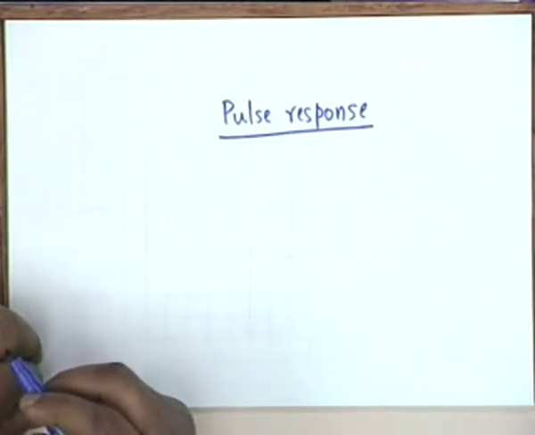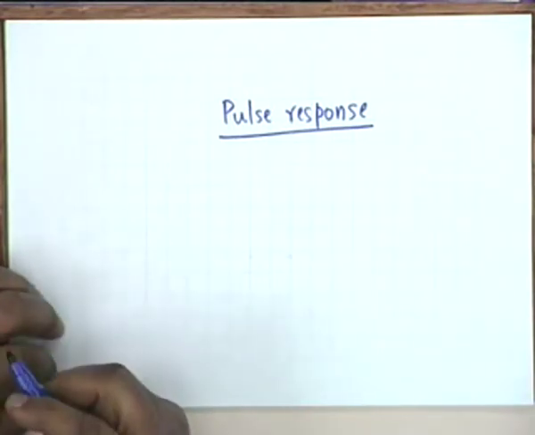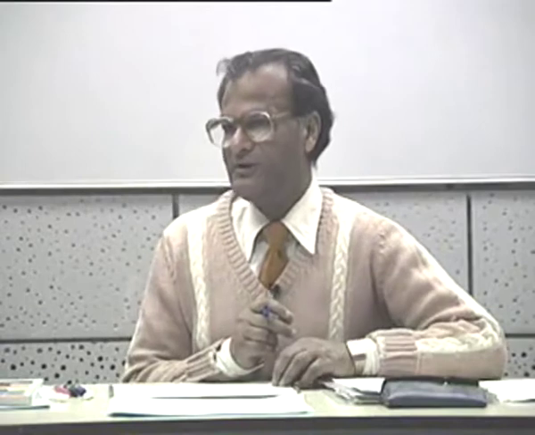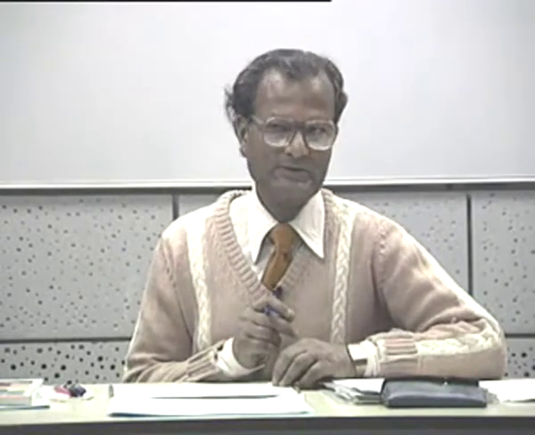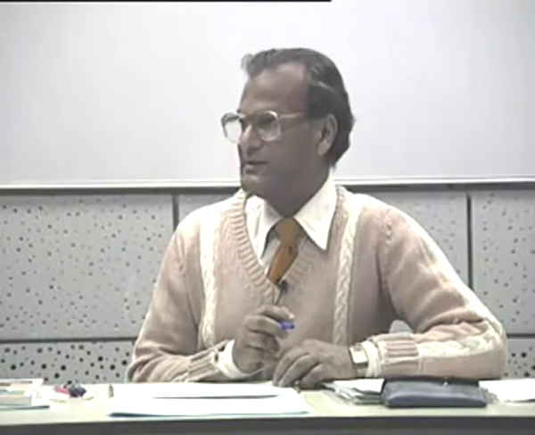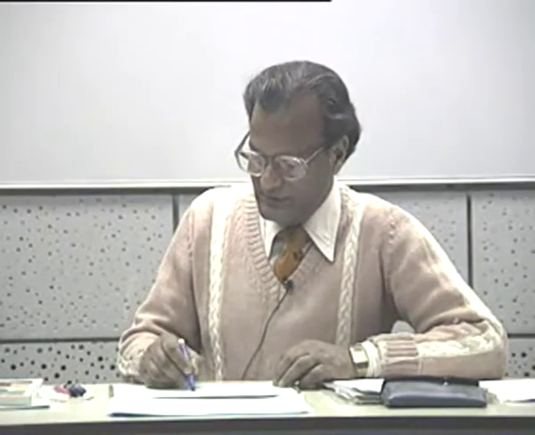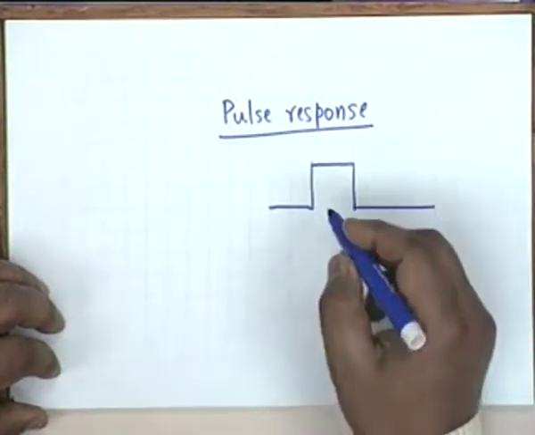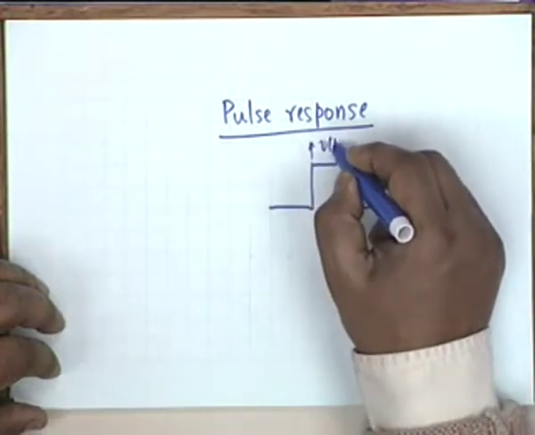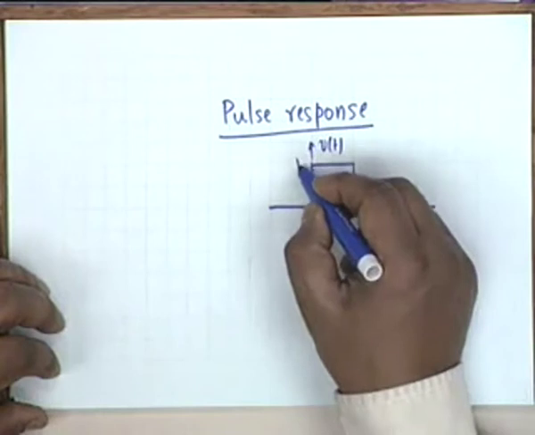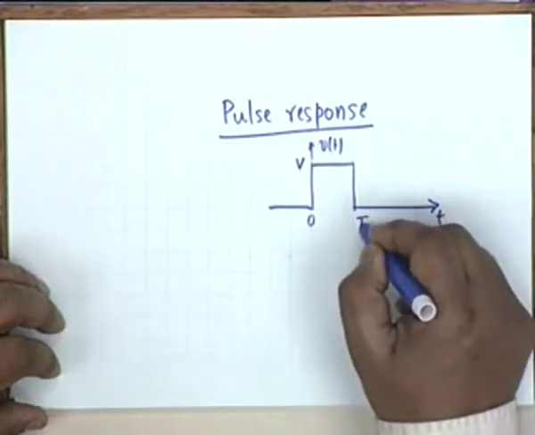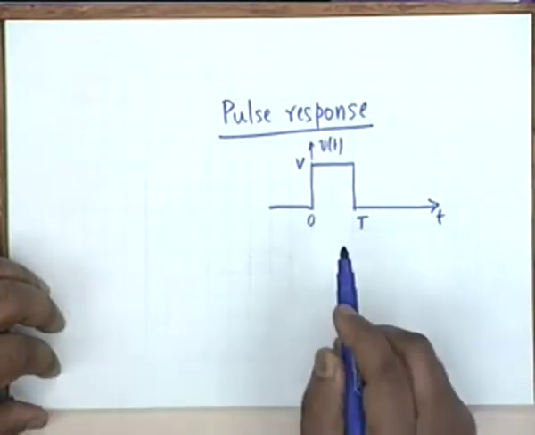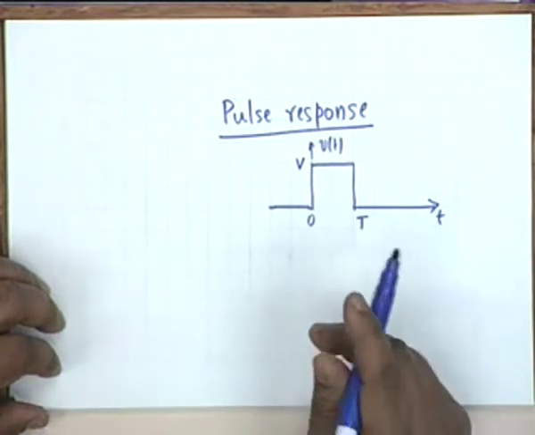We have already said what a step response is. A unit step response would be one in which a battery of 1 volt is switched on at t equal to 0. A pulse is one which is non-zero for a certain duration, and then it becomes 0 again. For example, if this is a voltage pulse, then this voltage is, let us say, at capital V between 0 and capital T, that is, its duration is capital T.